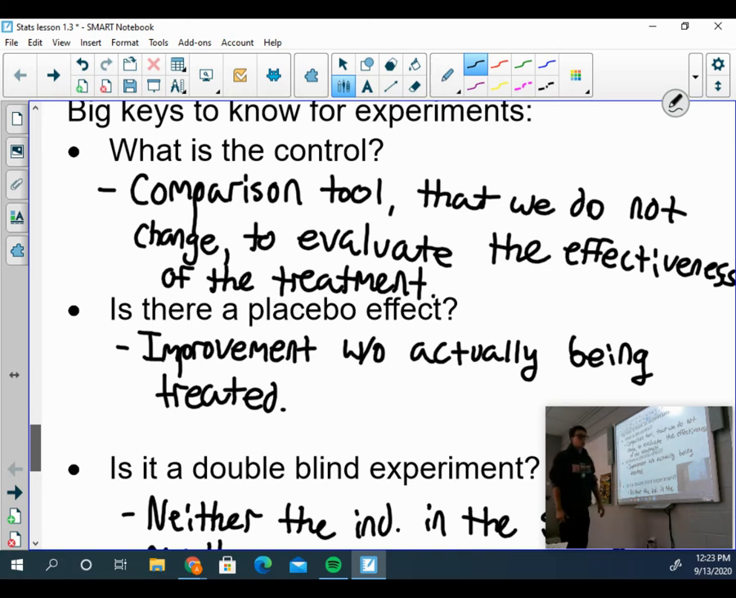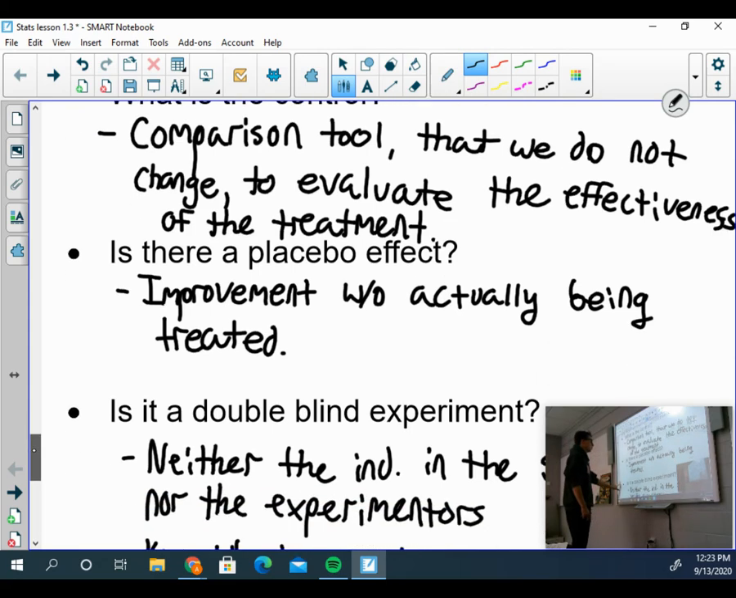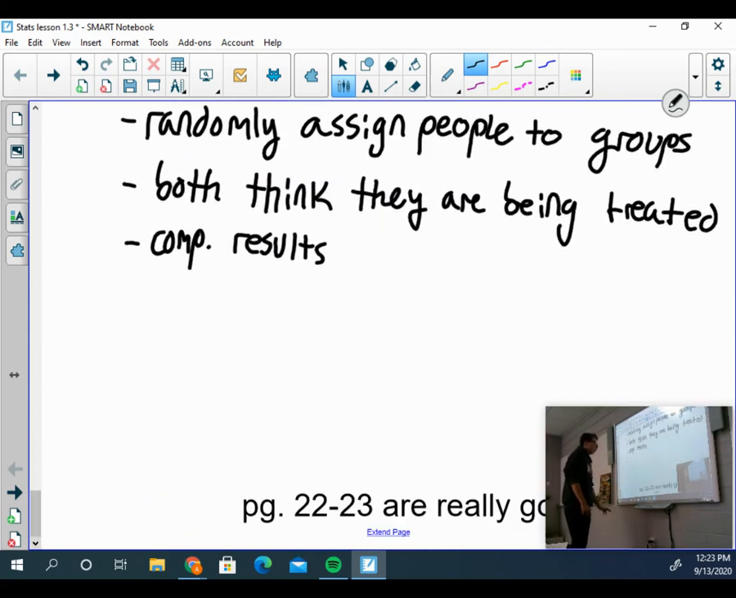And what was the control? The control was some people thinking that they were getting treated, but not actually getting treated. So hopefully that makes sense. Again, pages 22 and 23 in your book have that example in detail, and they are phenomenal at explaining these concepts further. If you are confused, you also may email me as well.